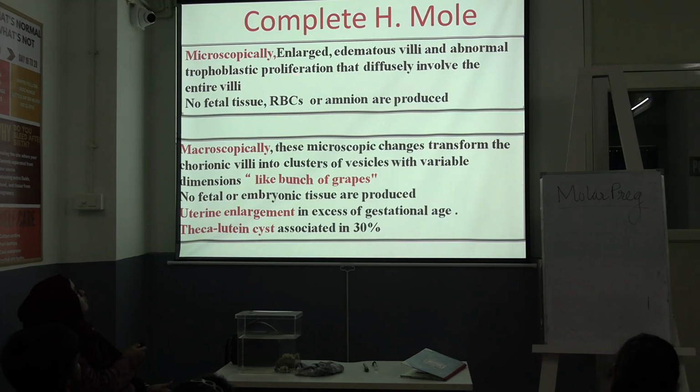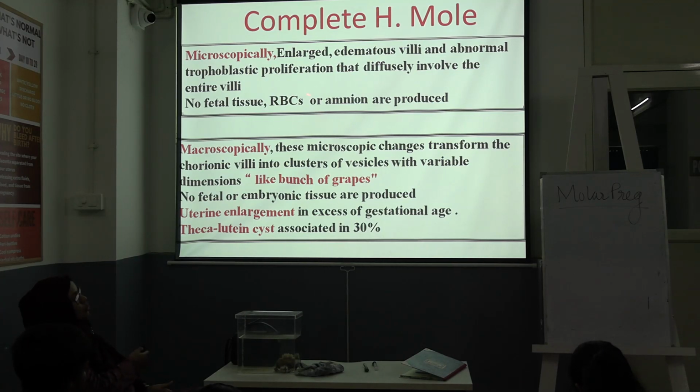Complete mole microscopically, what is there? Enlarged edematous villi and abnormal trophoblastic proliferation that diffusely involve the entire villi. No fetal tissue is there, no RBC or amnion is there. Macroscopically, these look like a bunch of grapes. The patient will sometimes tell that there is discharge per vaginum, bleeding per vaginum, along with some grape-like vesicles coming out per vaginum. There is a typical history of grape-like vesicles. No fetal embryonic tissue is produced.